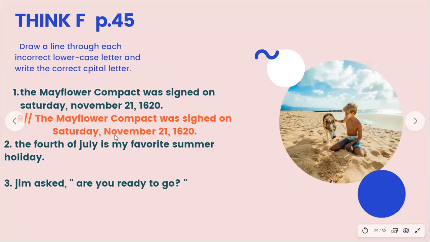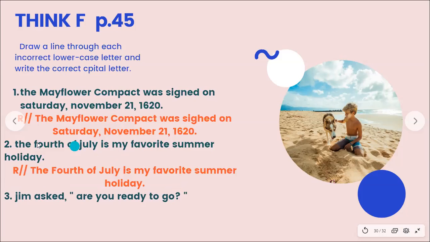There we go. Okay, we draw a line through each incorrect lowercase letter. This should not be in lowercase. November should not be in lowercase. Let's see number 2. Also, we begin with The, very good, Mia, excellent, Adriana, and our holiday that is 4th of July, also with capital letter. Very good, excellent, Carlos, Adriana.